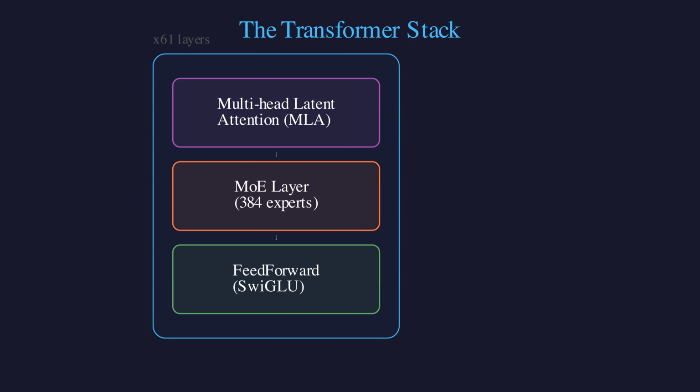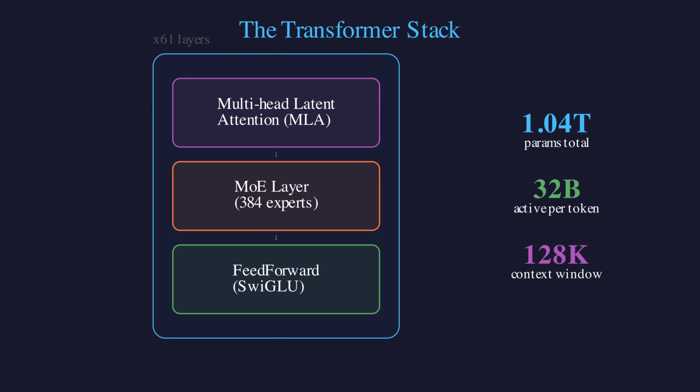What if I told you that the most powerful open source AI model ever released is basically a remix? Kimi K2.5 packs a trillion parameters into a mixture of experts architecture, but only activates 32 billion of them per token, and it handles 128,000 tokens of context. That alone would be impressive, but here's where it gets interesting.